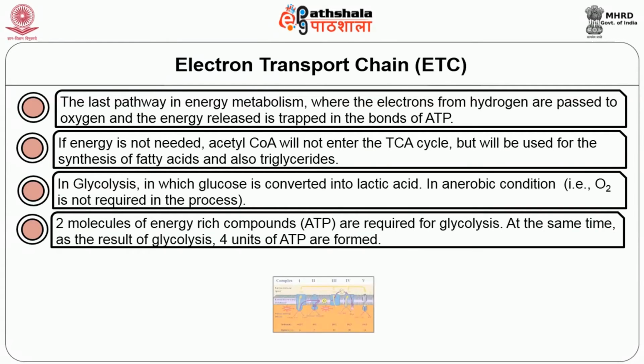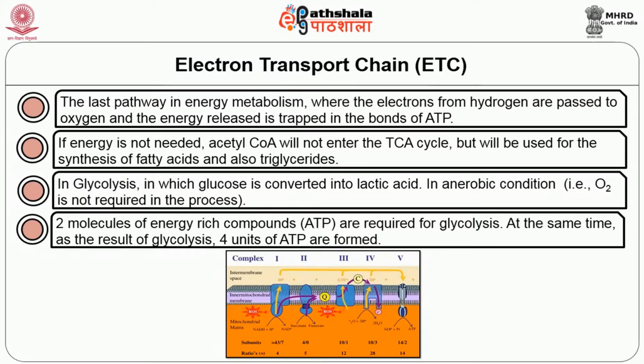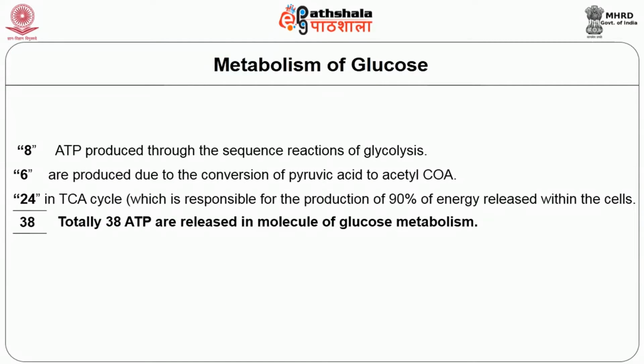Two molecules of energy-rich compound in the form of ATP are required for glycolysis. At the same time, as the result of glycolysis, 4 units of ATP are formed. Of the 38 ATP produced through the sequence of reactions, 8 come from glycolysis, 6 are produced due to conversion of pyruvic acid to acetyl-CoA, and 24 in the TCA cycle, which is responsible for the production of 90% of energy released within the cell. Totally 38 ATP are released in a molecule of glucose metabolism.